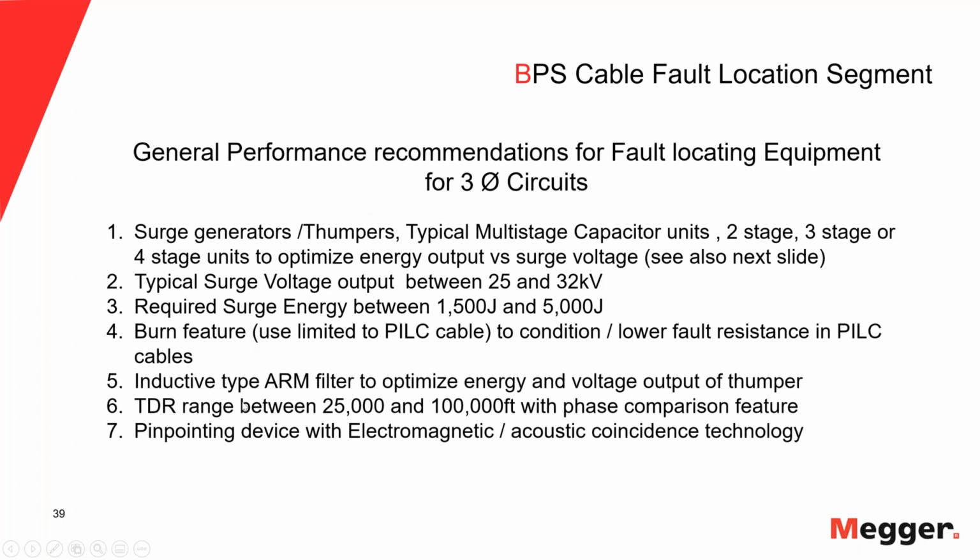If I use a TDR, and like I say, I would always recommend in a network fault locating system to have a TDR. In industrial systems, you need it anyways for pre-location, but it should have a range between 25,000 and 100,000 feet, okay? And it should have a very simple phase comparison feature built in, not one where you have to store and recall and overlap and do all this. Whenever you make it too complicated, people will not use these type of features. Even if they're good features, they're too complicated.